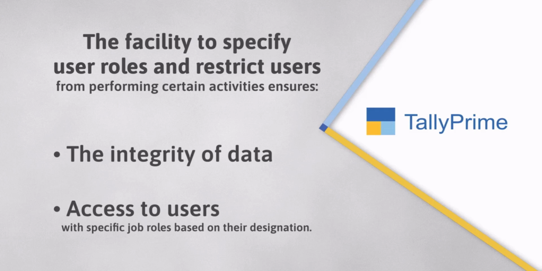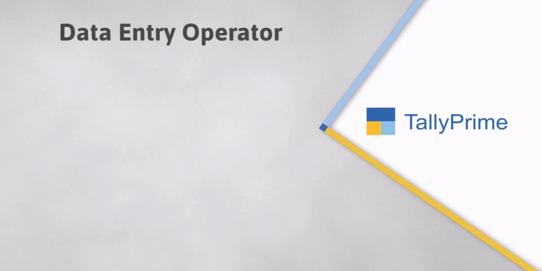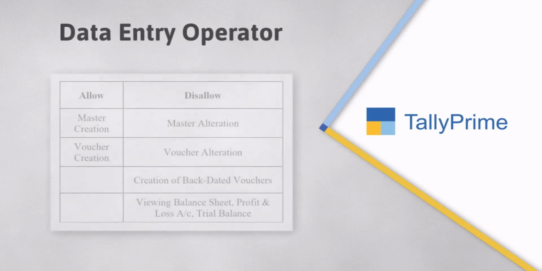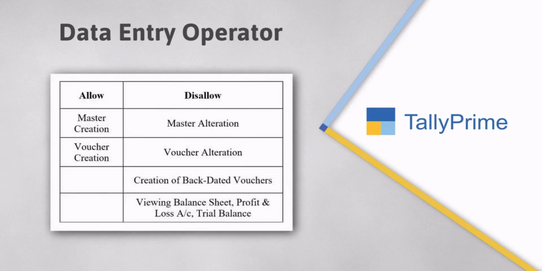Moreover, you can ensure that only the people designated for a certain work do it based on their role in the organization. For instance, you may want a data entry operator to only create masters and vouchers and not alter those masters and vouchers. And you may want to restrict data entry operator from creating backdated vouchers and viewing reports such as balance sheet, profit and loss account, and trial balance.